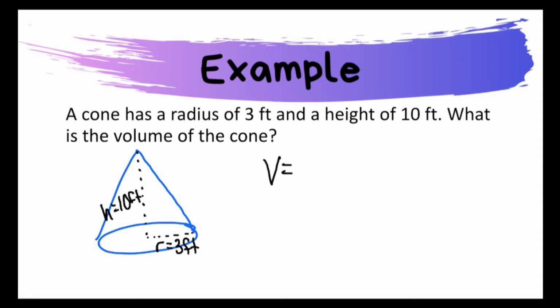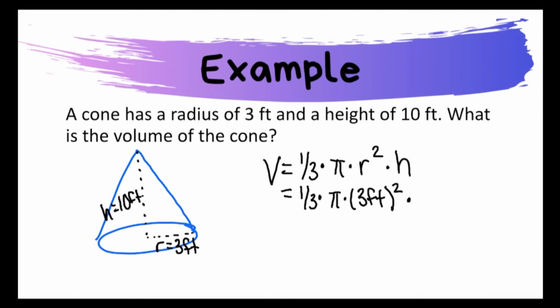So then going back to our equation, we have our volume is equal to 1/3 times pi times the radius squared times height. Now we just need to plug in our values. So we'll have 1/3 times pi times our radius is 3 feet squared times our height, which is 10 feet. If we evaluate this, we end up getting 30 pi feet cubed. And this is 1/3 of the volume of the cylinder that we got in a previous video.